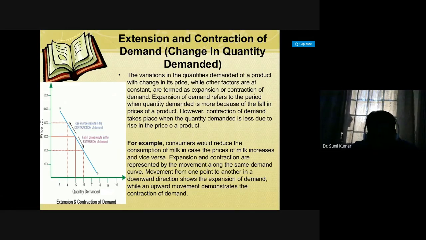Okay, if the price is 10, then the quantity will be 20. When the price goes to 5, the quantity demanded goes to 50. So that is one condition, and this condition is known as the extension in demand. And contraction in demand means when the price goes from 10 to 20, the quantity will be 5. So ultimately it will be said to be the condition of contraction of demand.